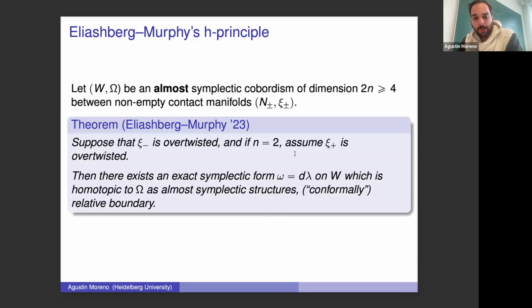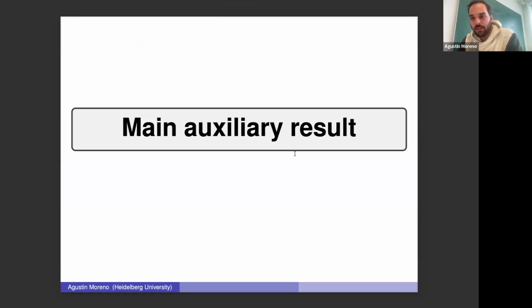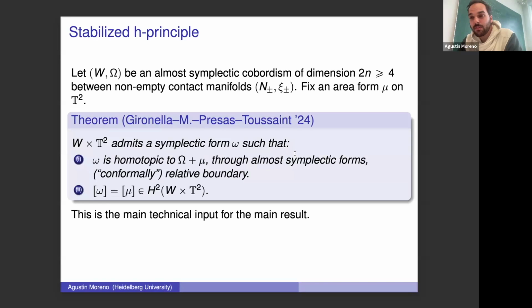So then let me state the main auxiliary result in the proof of our main theorem. And this is exactly a stabilization of Eliashberg-Murphy's result. So this is what I will call a stabilized h-principle. The statement is the following. You start with an almost symplectic cobordism, the same as Eliashberg-Murphy, and you also need to assume that the boundaries are non-empty. And you take an area form mu on T2. And what we do is we stabilize this cobordism, just take the product with T2.